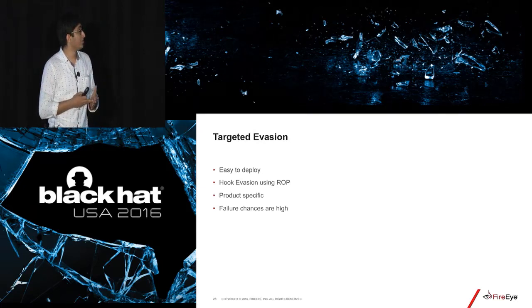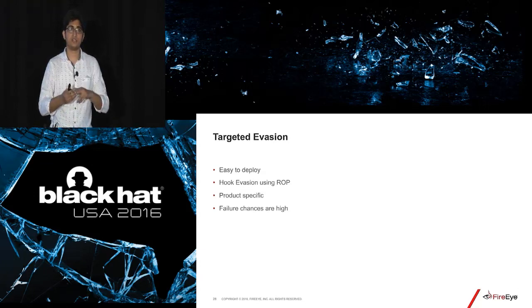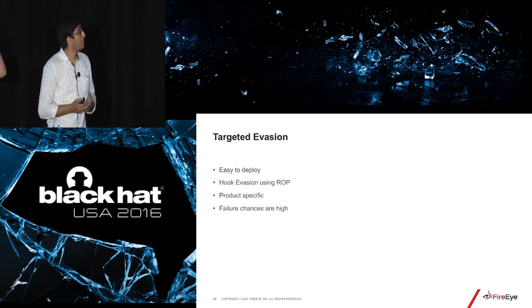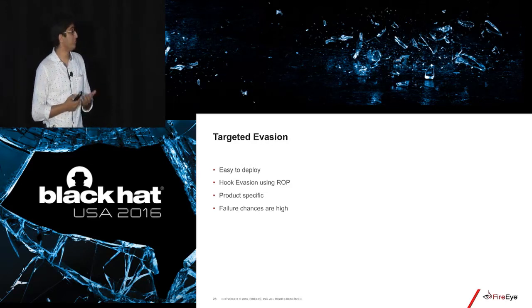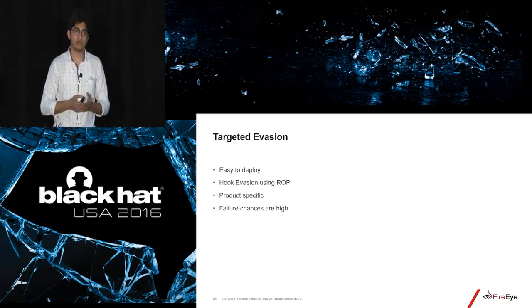Now the problem with this approach is it's very product specific. If EMET is not there, it will not work, and the failure chances are high. So it's similar to the disable version, in which you find an offset and terminate it and put 0 over there. Even in that case, if EMET doesn't exist, that offset doesn't exist, and the application will crash. The advantages are it's very easy to deploy, very easy to find, to be honest, and it's basically a hook evasion using return-oriented programming.